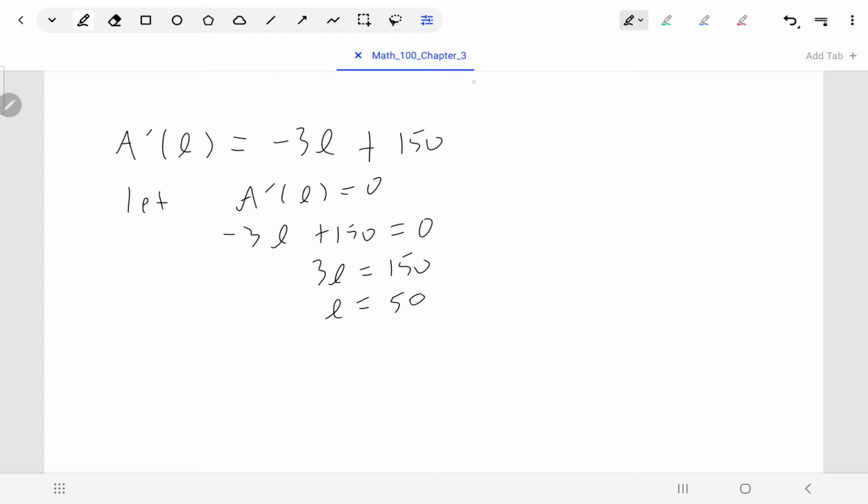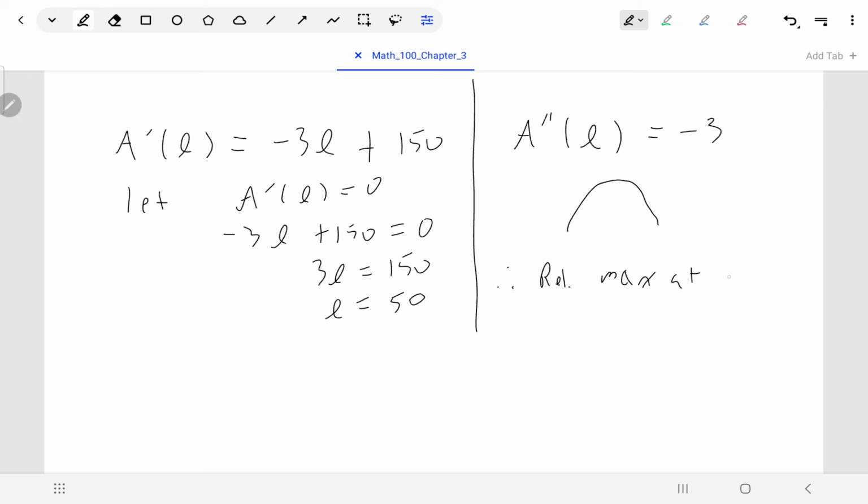Okay, so for that critical number of 50, is that a relative minimum, relative maximum? What's the story there? So let's use our second derivative test for that. Second derivative would be just -3. And there's no place to put in a value for L, so no matter what L is, the second derivative is always -3. In other words, we are always concave down. So in other words, we have a relative maximum at length equals 50.